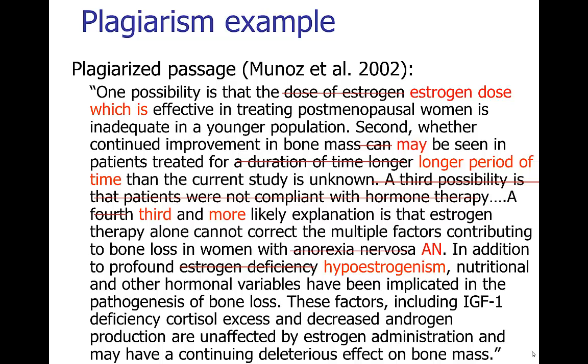Anyway, so quite a blatant case, and these cases do happen, and they make it into the literature. Hopefully, with better detection software, we'll see less of this in the future.